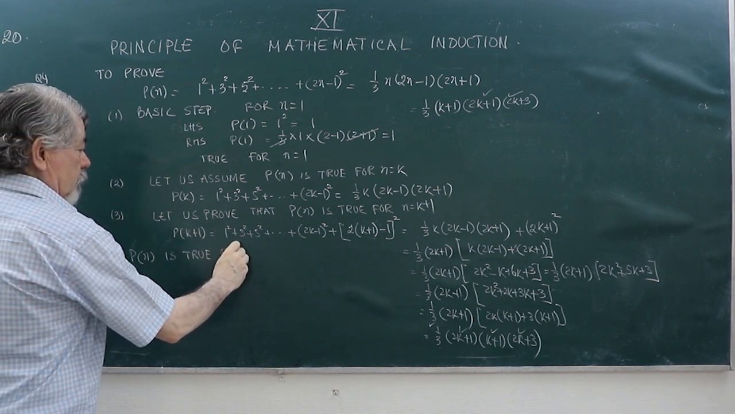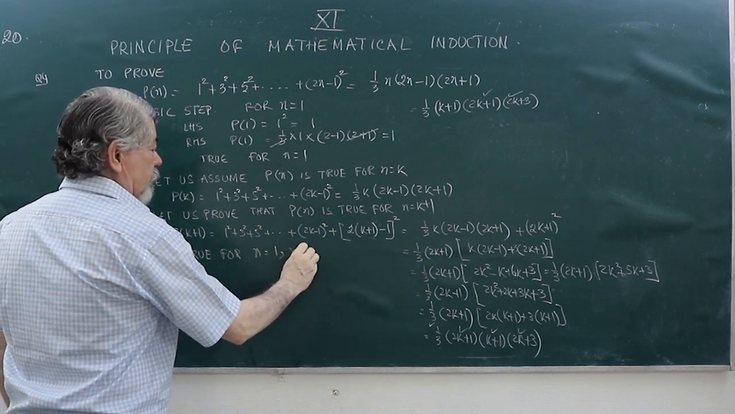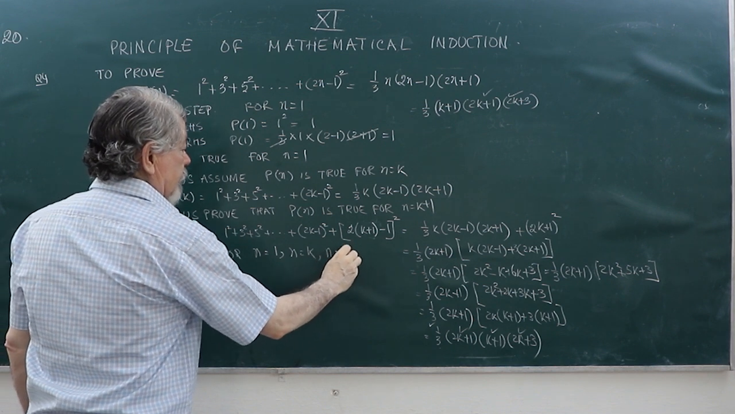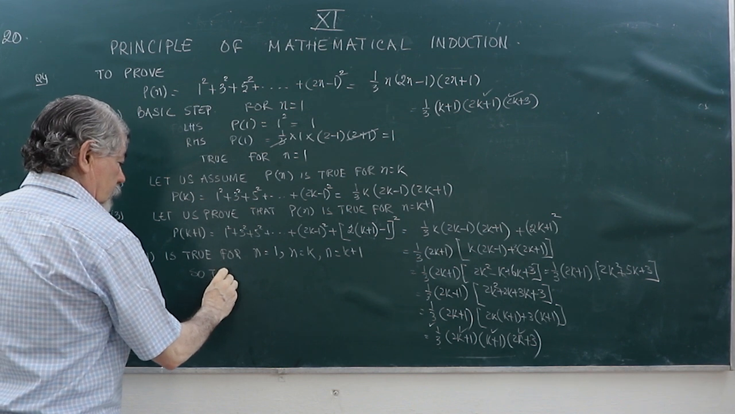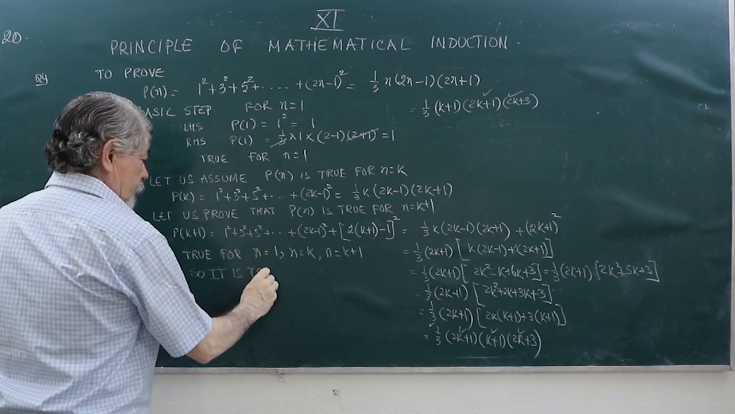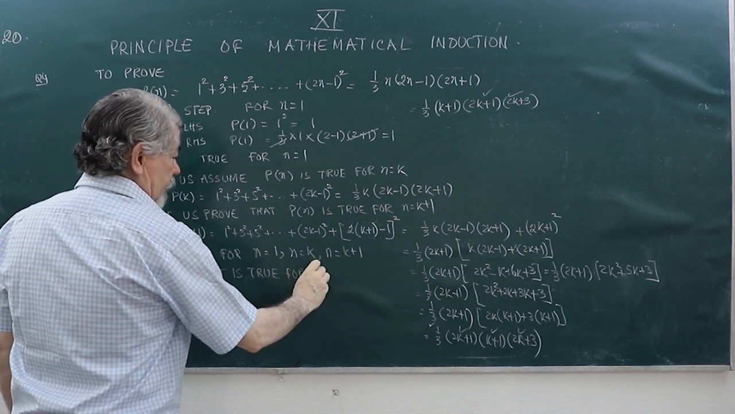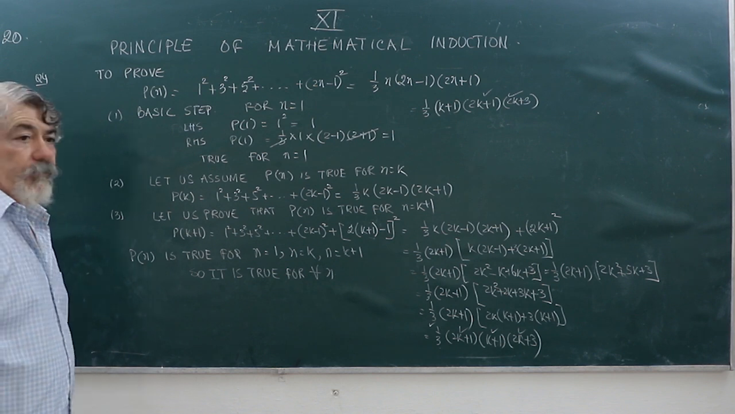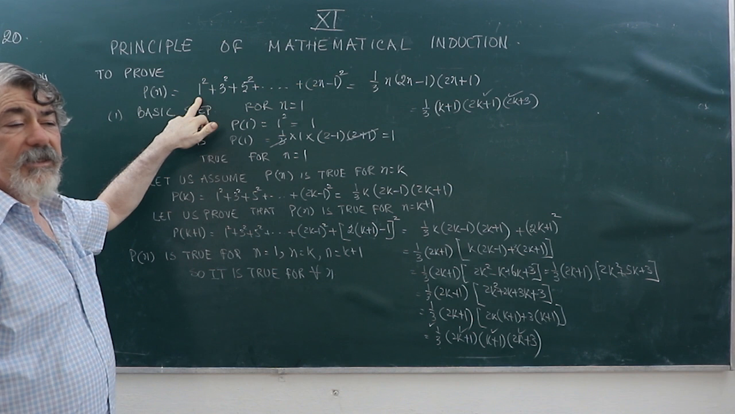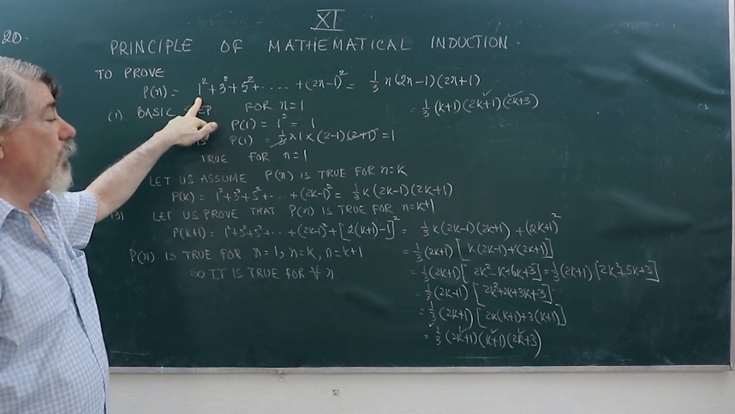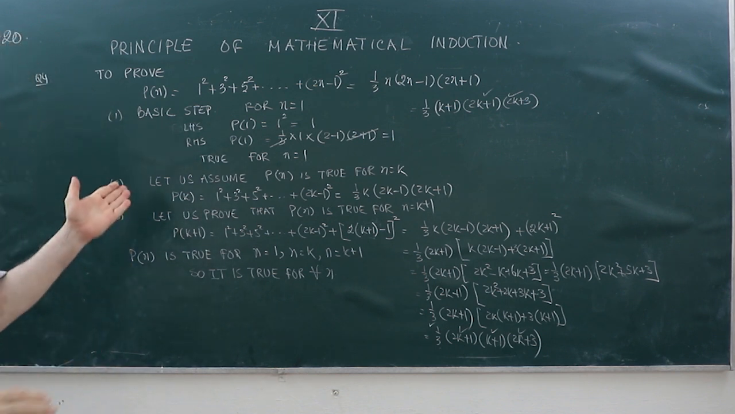Pn is true for n is equal to 0, n is equal to 1, n is equal to k, or n is equal to k plus 1. So it is true, for all the values greater than or equal to 1. Verified. Yes.